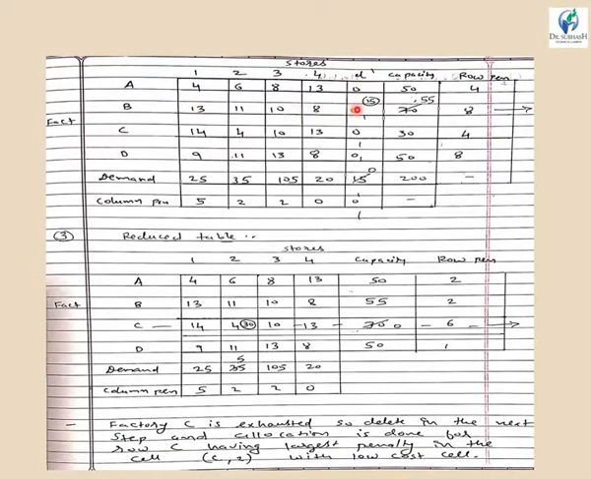Similarly for this row, the smallest are 0 and 8, so the difference between them is 8. So I have taken this row penalty equal to 8. Similarly for this row C, similarly for this row D.